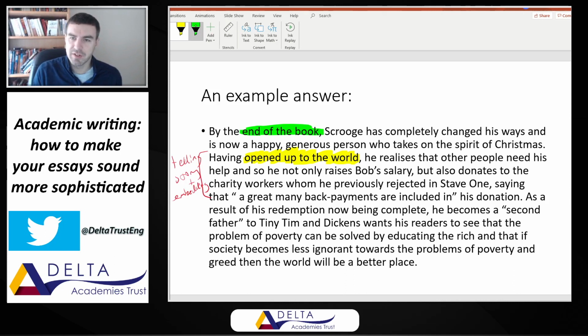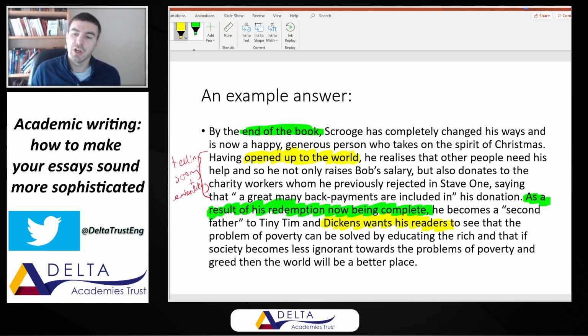As a result of his redemption now being complete. So again, you've got a phrase which shows that we've moved on, cause and effect, but it's quite precise, the redemption being complete. He now becomes a second father to Tiny Tim, and Dickens wants, so again, I've used a sentence start here, but it's actually in the middle of the sentence. Dickens wants his readers to see that the problem of poverty can be solved by educating the rich, and that if society becomes less ignorant towards problems of poverty and greed, then the world will become a better place.